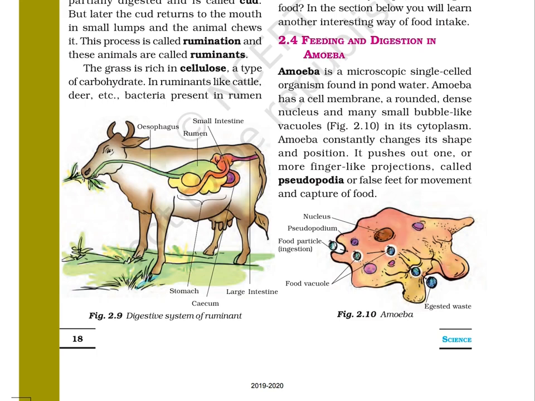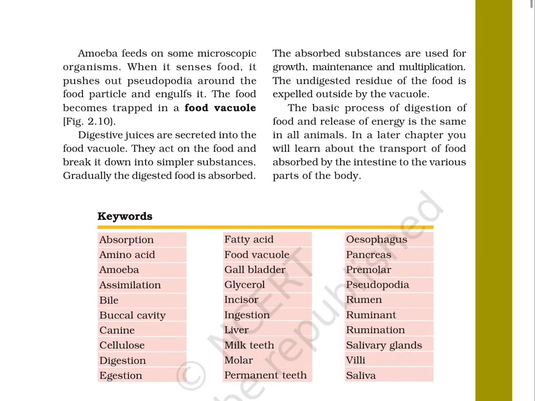Page 19. Amoeba feeds on some microscopic organisms. When it senses food, it pushes out pseudopodia around the food particle and engulfs it. The food becomes trapped in a food vacuole. You can observe this in figure 2.10. Digestive juices are secreted into the food vacuole. They act on the food and break it down into simpler substances.